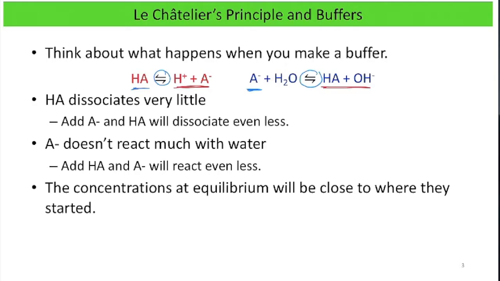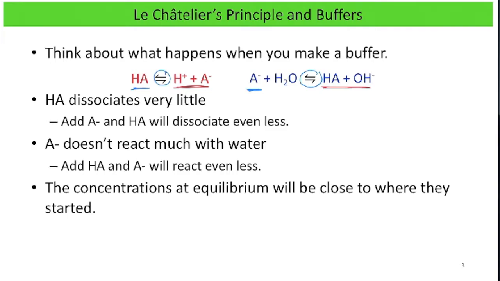So if we're adding A minus to that first reaction, what's that going to shift the reaction towards? It's going to shift it towards the reactants, so it's going to make more HA. Now we know A minus doesn't react much with water either. So if we had that second reaction and we added HA to that, we're doing the same thing. We're adding a product, which is going to shift the reaction towards A minus.